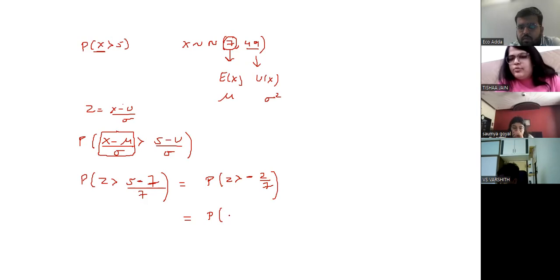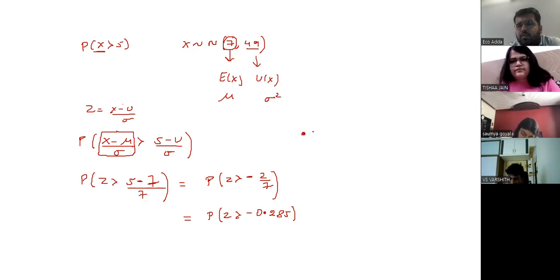It's 0.285. So basically, in the table value, either you need to look for 0.28 or you can look for 0.29, right? So in table value, there are up to 2 decimal places for z value that you can look for. In this case, either you can go. Both will be correct.